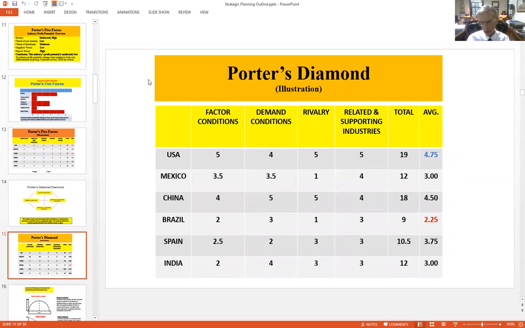So here's a way of expressing the results of Porter's diamond. And again, we can do this. Its purpose is to analyze the growth potential and the potential health or vitality of an industry in a particular country. And we can see now that the US and China look pretty good. Brazil doesn't look very good at all. Mexico is not a whole lot better, and nor is India.